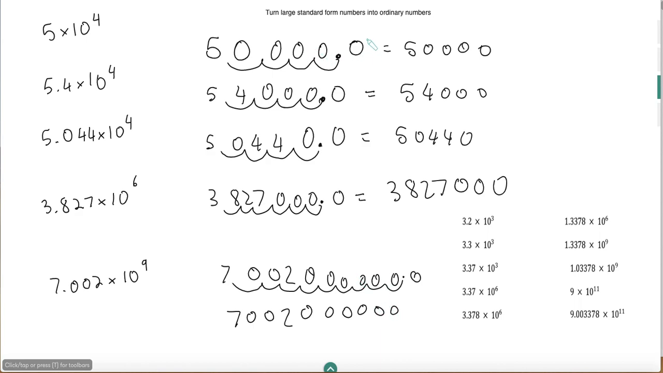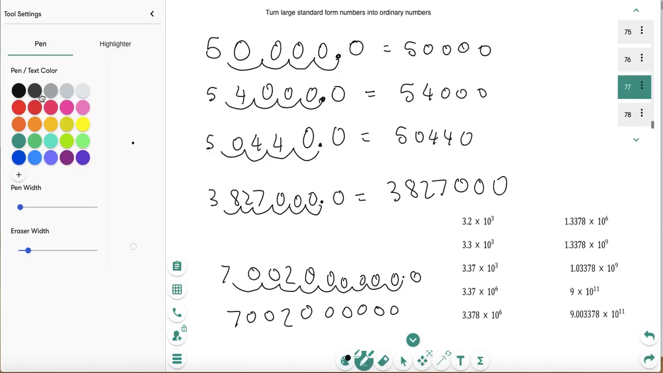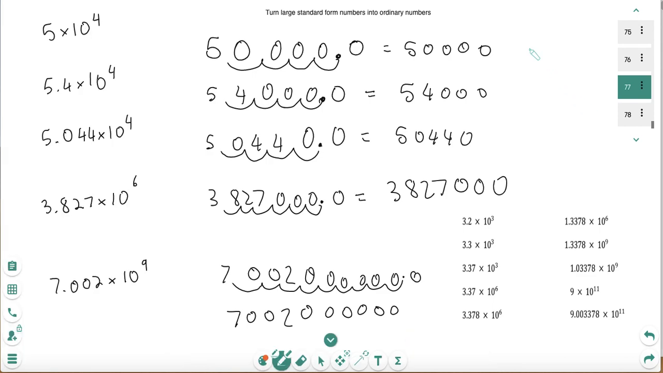Let me show you an example why doing this part's quite important. So let's say I'm doing, I'll change color, 3.772 times 10 to the power of 2. So I write down my number. I move it 2 spaces. 1, 2. So our new decimal place is here. Oh, look at my number. 377.2. And that would be my answer. So sometimes your answer will still have a decimal place.